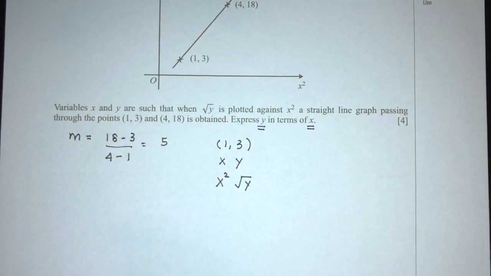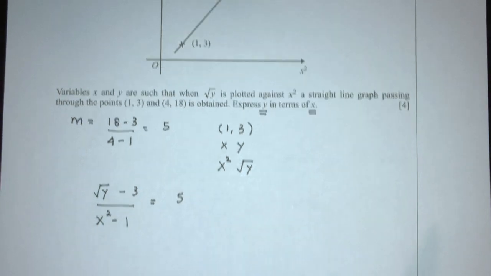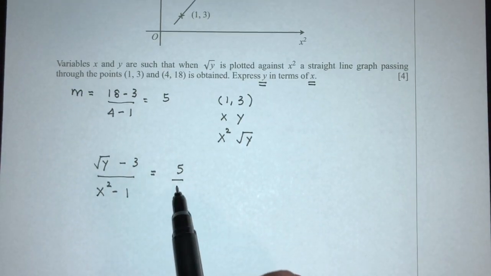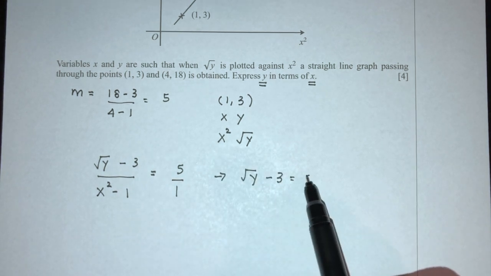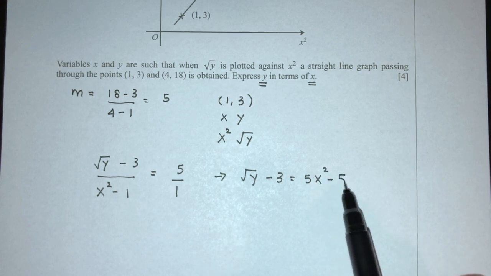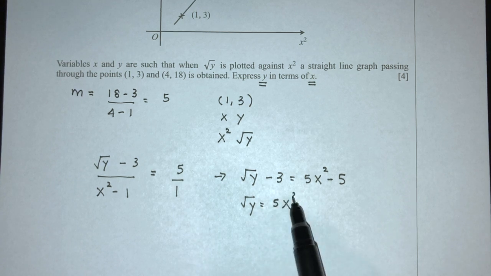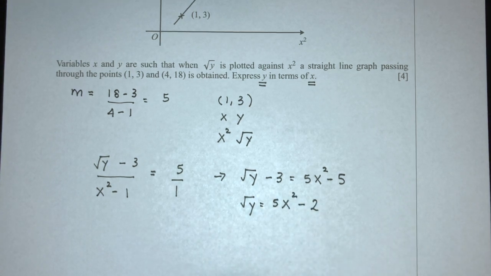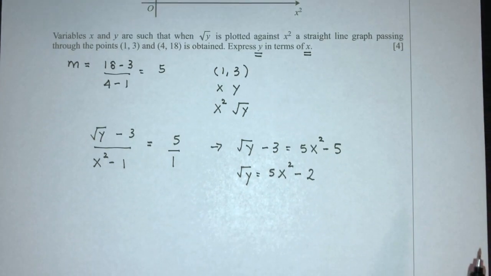So your equation will be root of y minus 3 over x squared minus 1 equal to 5, which is your gradient. Now we do cross multiply. So you will have root of y minus 3 is equal to 5x squared minus 5. Now simplify. Root of y equal to 5x squared minus 2. This is your equation of that line, but you have to express y in terms of x. So we have to square both sides.